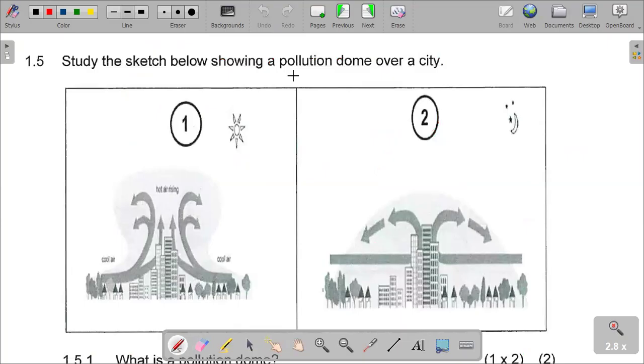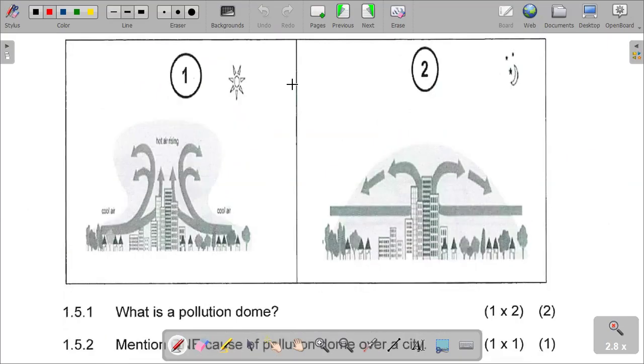1.5. The sketch below shows a pollution dome of a city. Sketches 1 and 2 show during the day and during the night. We are seeing that this is during the day and also during the night. So what is a pollution dome? Define a pollution dome.